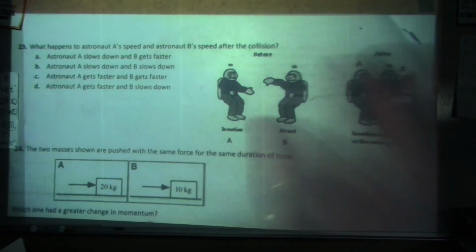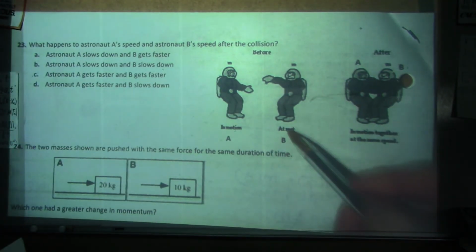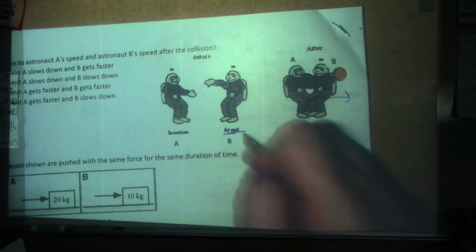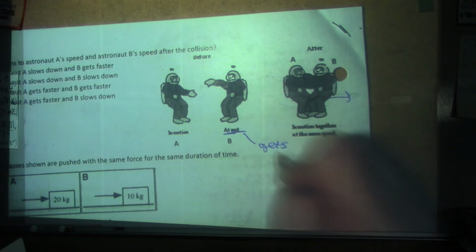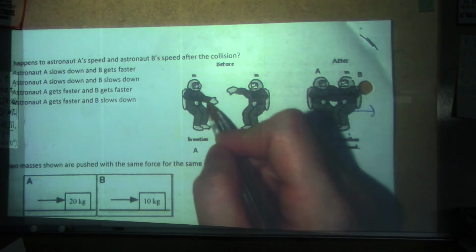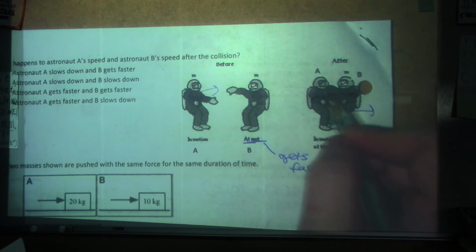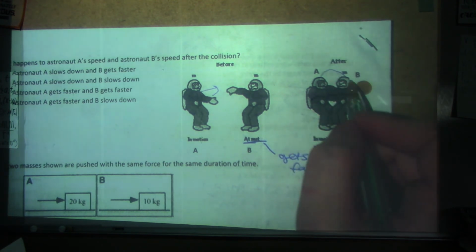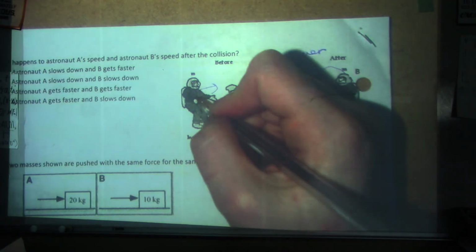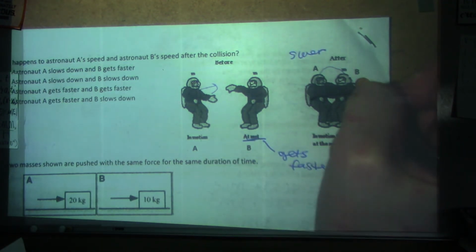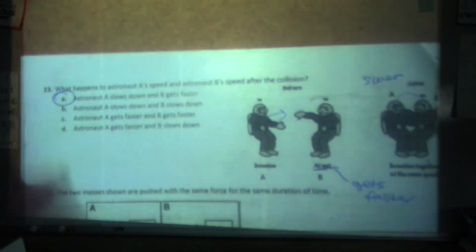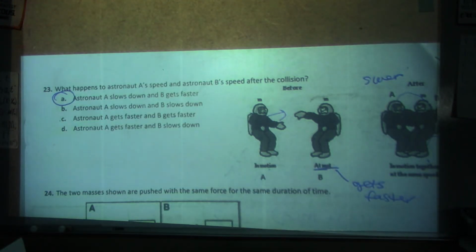What happens to astronaut A's speed and B's after the collision? Well, first he's at rest and then they're moving. So B definitely got faster because he wasn't moving at first and now he is. Now A was coming in with some velocity, and then when he joins up with astronaut B, he gains more mass, so he has to get slower. He is giving away some of his momentum to astronaut B, so he slows down and B gets faster. So astronaut A gets slower and B gets faster.